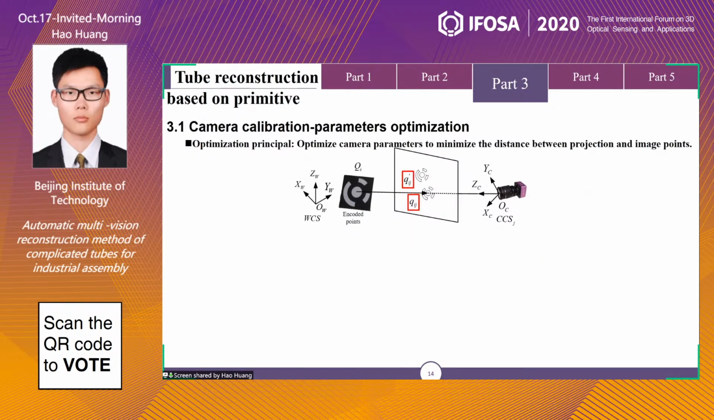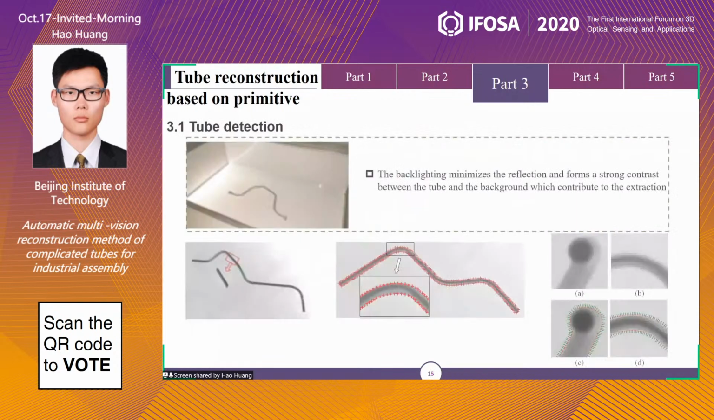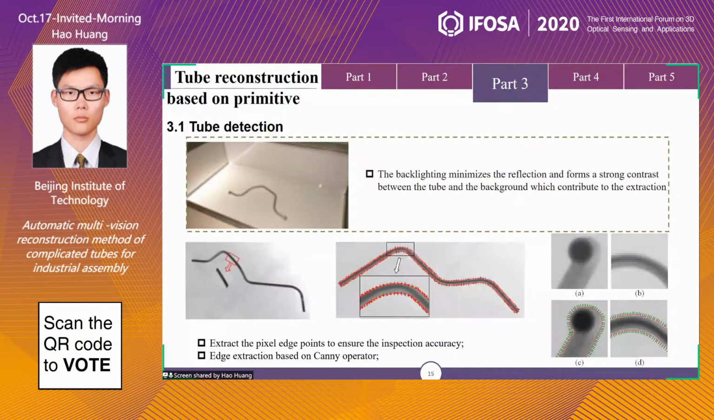After obtaining the initial parameters, a spatial point can be projected into the image, and we optimize the camera parameters by minimizing the distance between the projected points and the image points to calculate the camera calibration. Then we can acquire the tube images from different views and extract the pixel edge points to ensure the inspection accuracy using the Canny operator. The backlight minimizes the reflection and forms a strong contrast between the tube and the background, which contributes to the extraction.